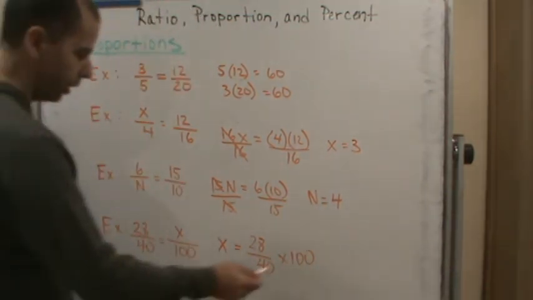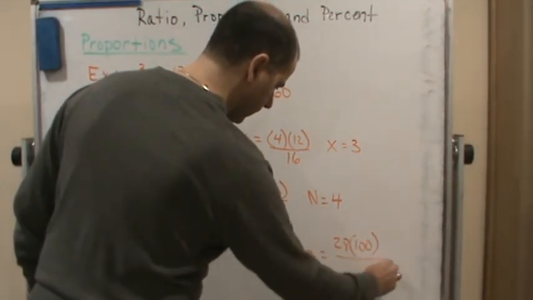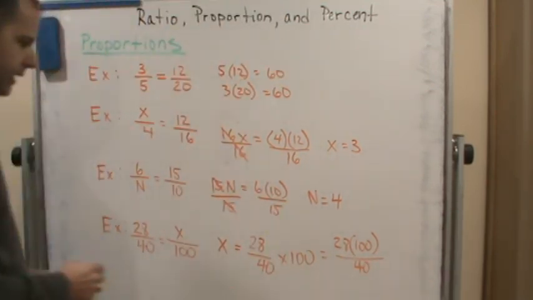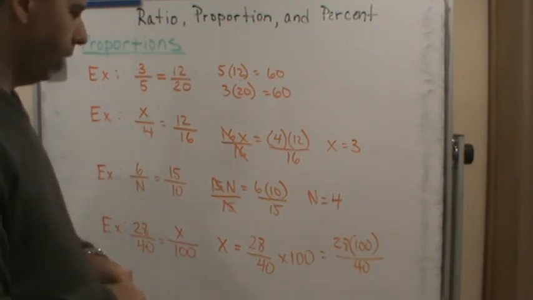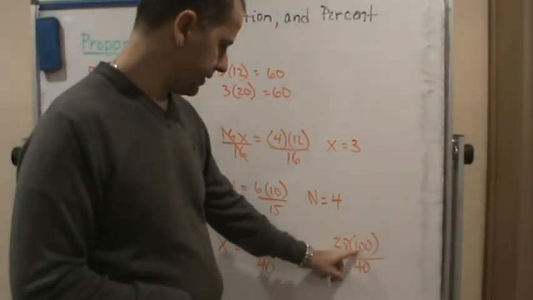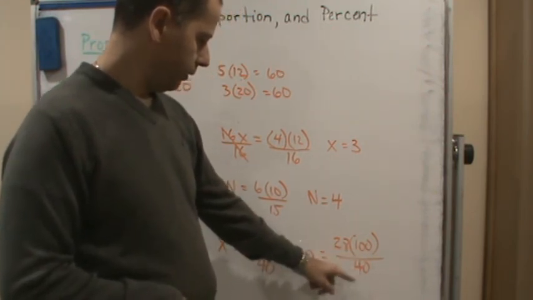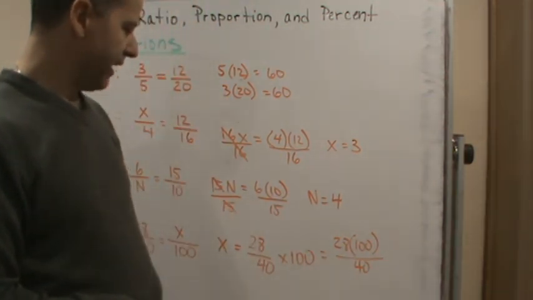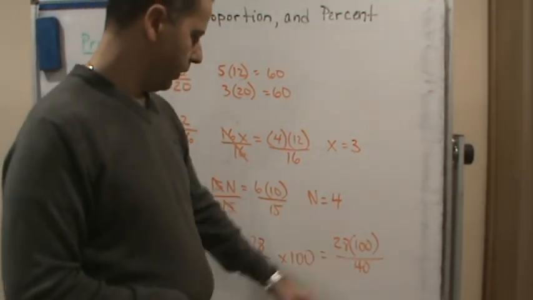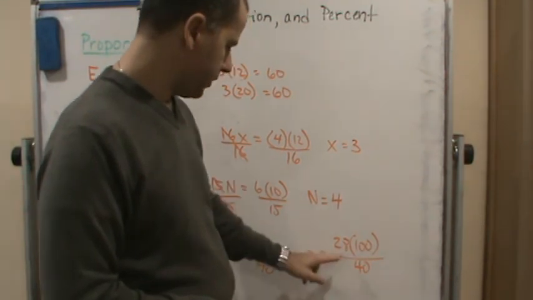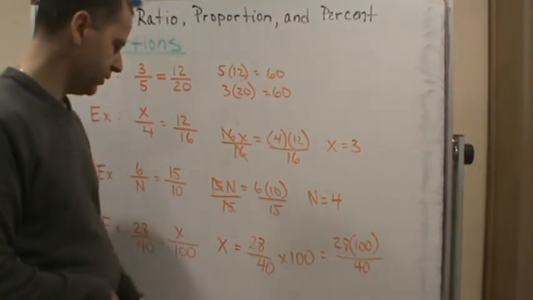Or you could also write it as 28 times 100 over 40, and then stick it in your calculator. Or you could just look at it and say this is the same as 10 over 4. And 10 over 4 is the same as 5 halves. And then 28 divided by 2 is 14. Or you could do 28 divided by 4 is 7, and then 10 times 7, which is 70. So x equals 70.